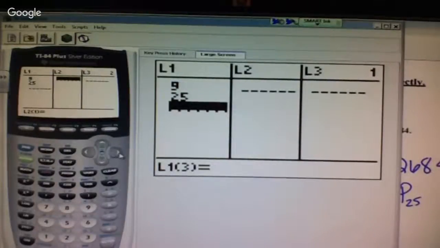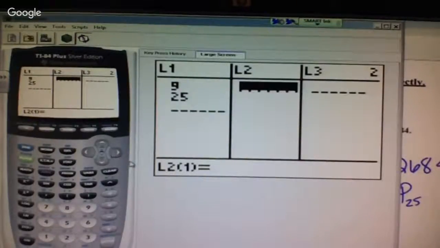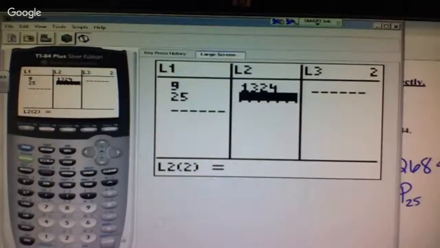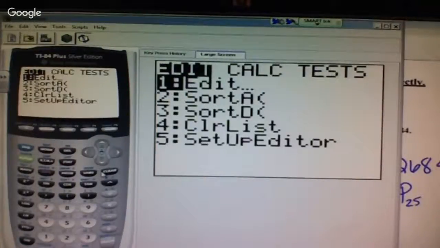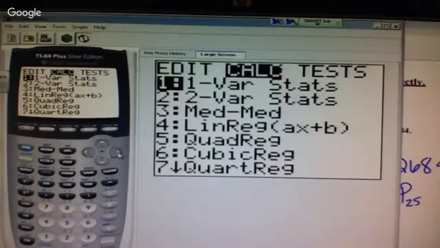Then you're going to scoot over to L2. You're going to put the Y values that are associated with that. So my first one is P sub 9 is 1,324. And my second one that goes with P sub 25 is 2,684. Bam. Okay. So now, you need to go back to stat. You're going to use the right arrow key to go over and highlight calculate. What kind of equation is this that we're looking for? Arithmetic sequence draws what kind of a picture? A line, a linear equation.